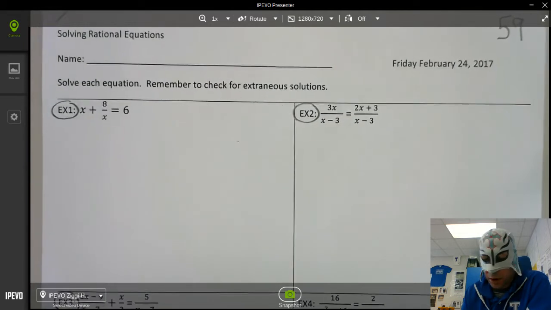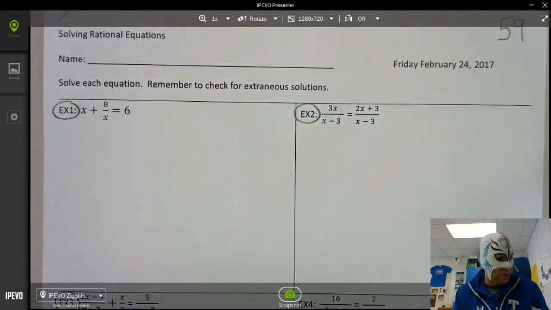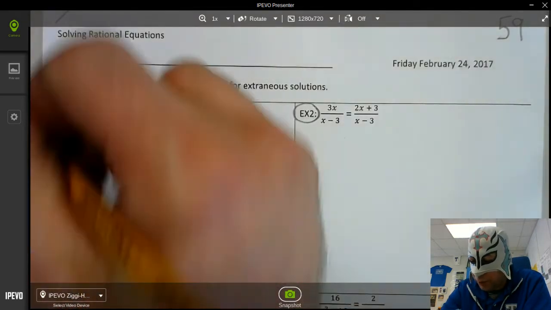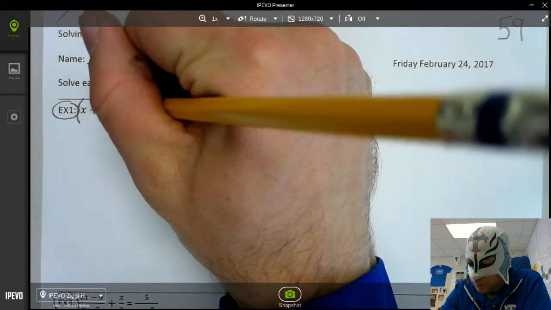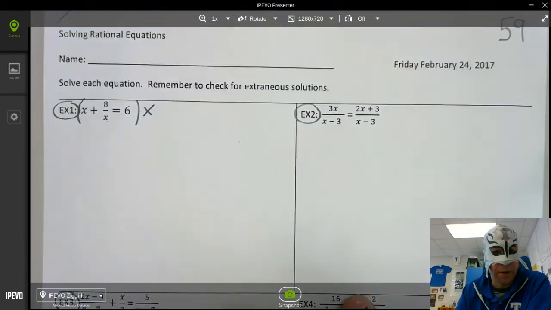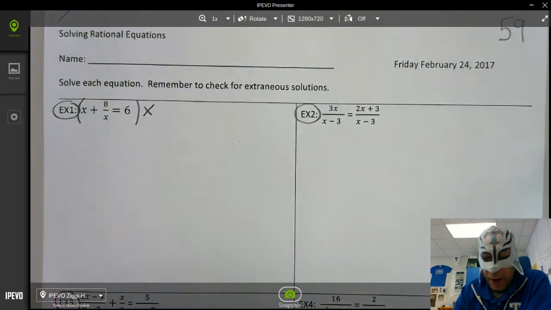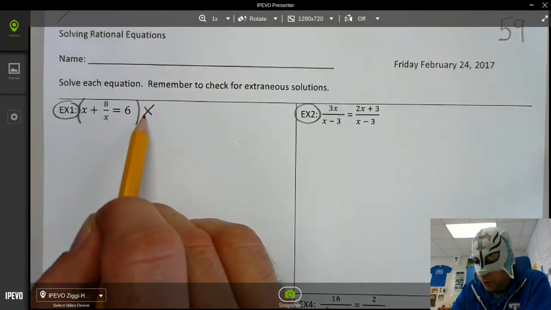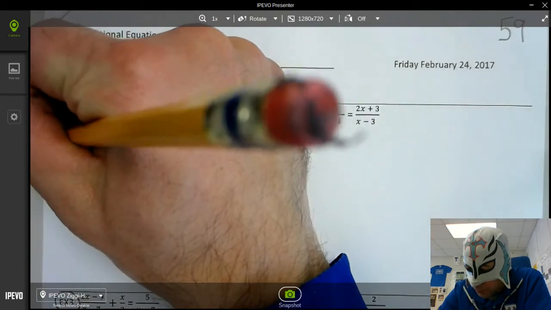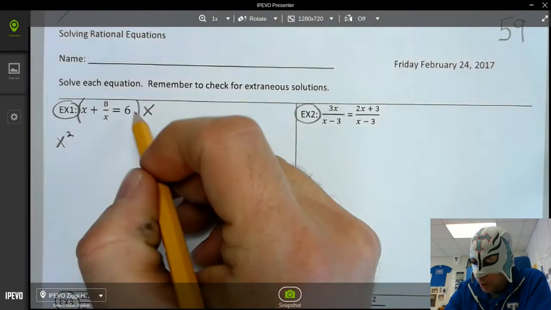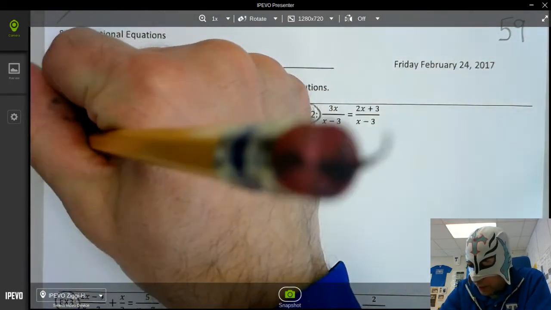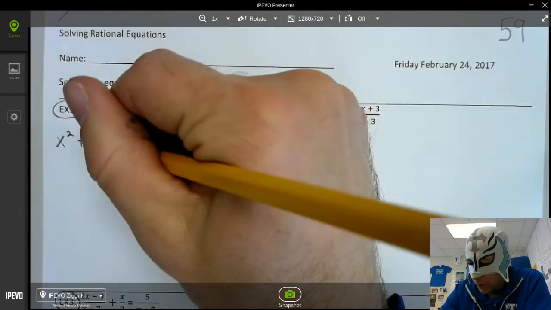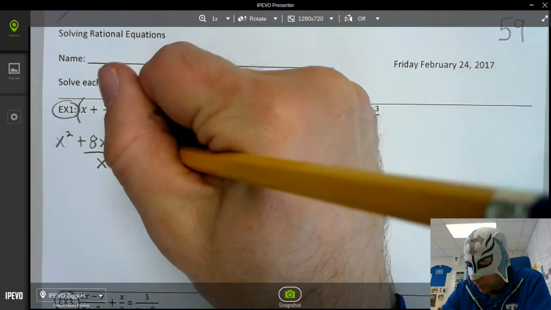All right. So step 1, multiply each term by the common denominator. Well, I see that there is only one denominator, which is x, so I'm going to multiply everything by that. And you have to multiply everything because of the equal sign. Otherwise, you're not being equal. So x times x is x squared. x times 8 is 8x. But remember, it's divided by x. And then equals 6 times x is 6x.